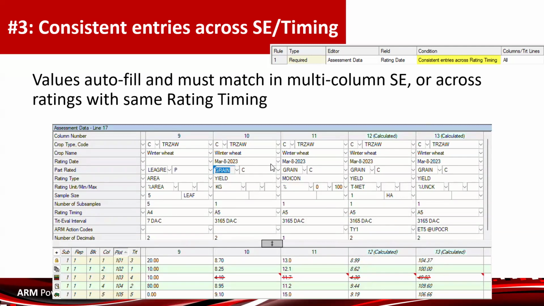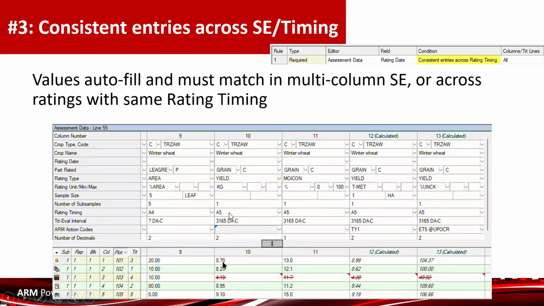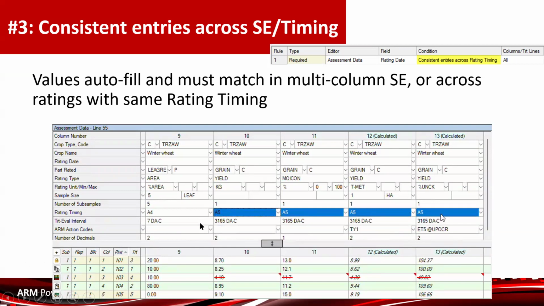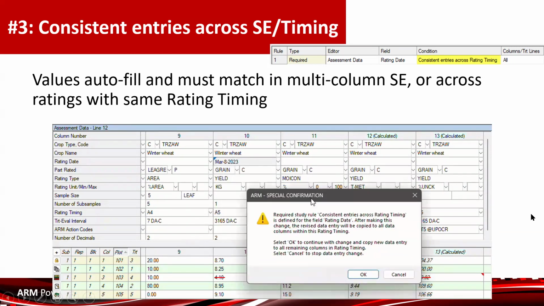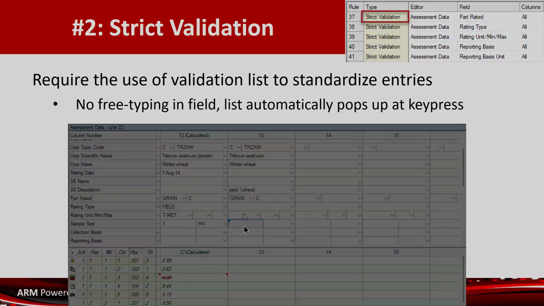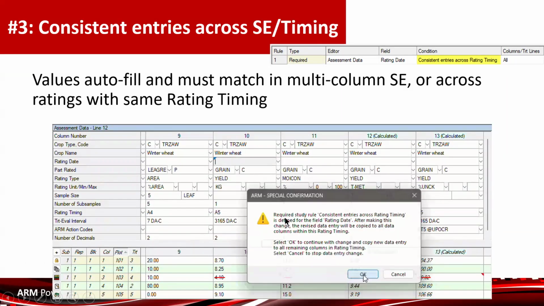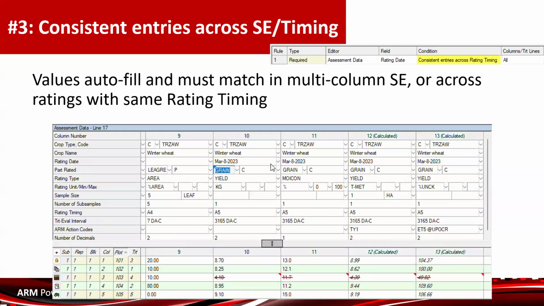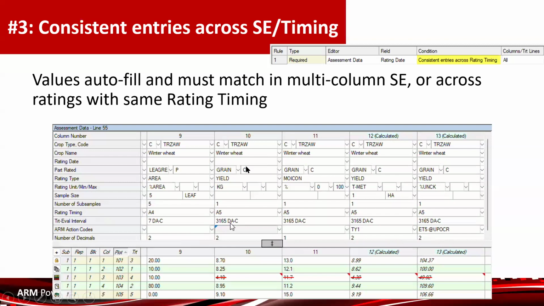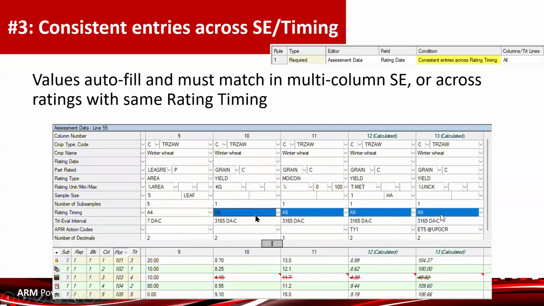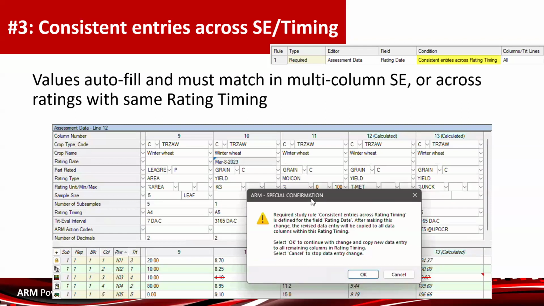And then it's also a nice cross check. So coming from a different direction, if someone were to come in and try to change the date on column 11, for example, later on, there would be this warning, that same warning here, to say, wait a minute, there's this rule that says the date needs to be consistent across all columns that have the same rating timing. So it saves a little time filling it in, but also maintains that consistency.